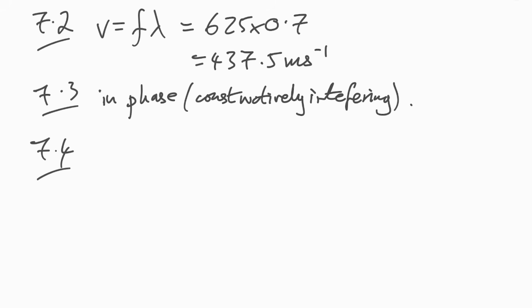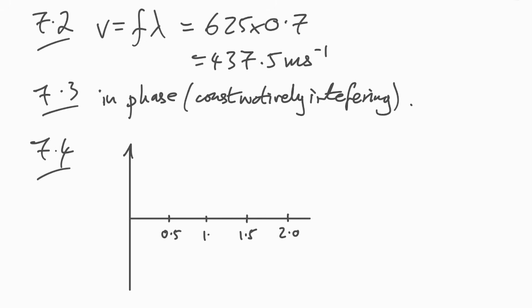7.4. How does the displacement of S vary? Oh, okay. This is rather funky. How does it change with t? Okay, so there's our displacement up there. So let's see if I can get this right. So 0.5, 1, 1.5, 2 milliseconds. So that's time there. So how does it vary with time?